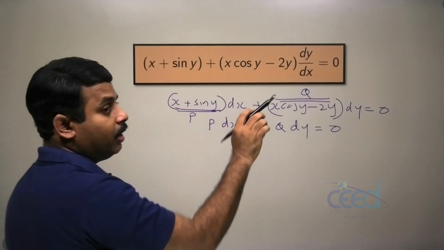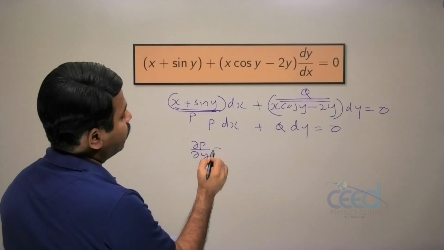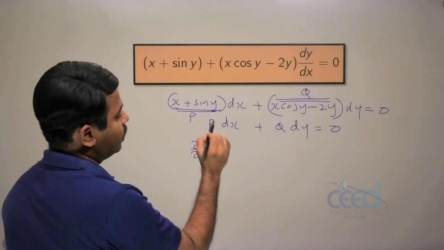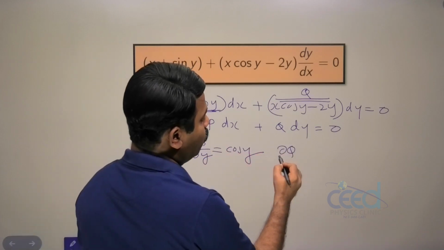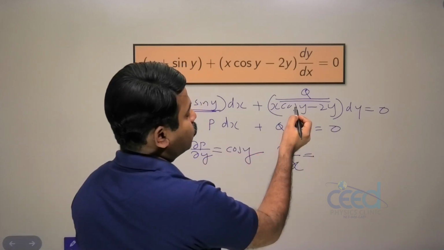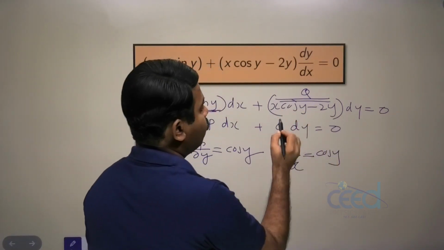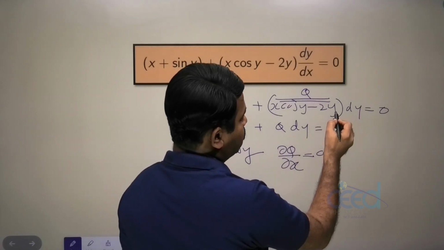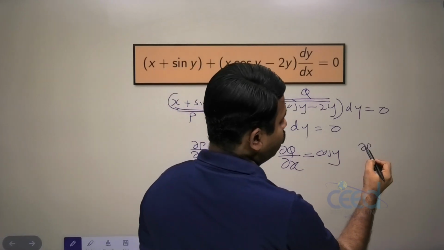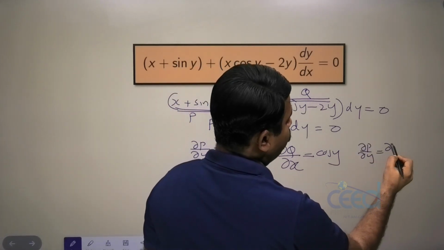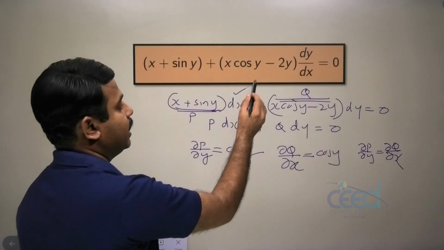Now checking exact or not. What is dou p by dou y? With respect to y, x is constant, sin y gives cos y. Now what is dou q by dou x? With respect to x, cos y is constant, x gives 1, and minus 2y is a constant, so we get cos y only. Then dou p by dou y is equal to dou q by dou x. That means this differential equation is exact.